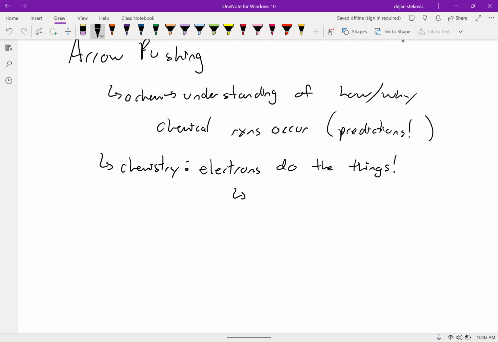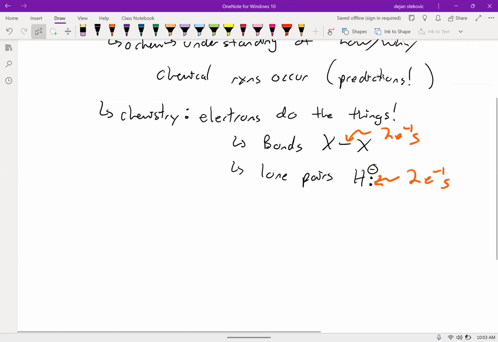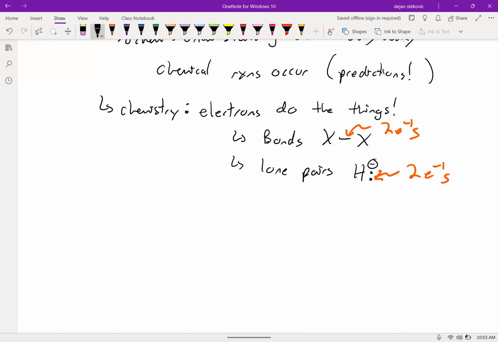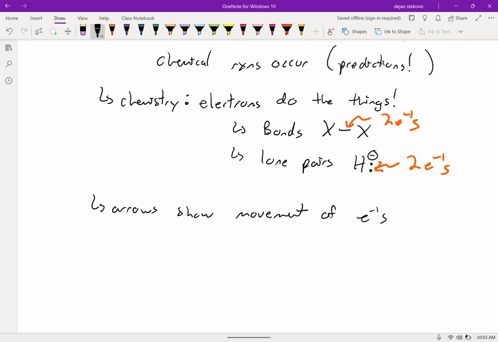And our electrons come in two main sources. They either come from bonds. And remember, a bond is made up of two electrons. And then they also come in lone pairs. Right? And those are also two electrons. And so these electrons move around, they reorganize, they form bonds, they create bonds, they destroy bonds, that kind of thing. And we demonstrate how they do that through these arrows. So our arrows show the movement of electrons.